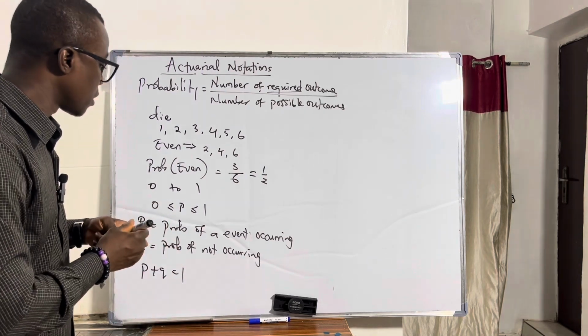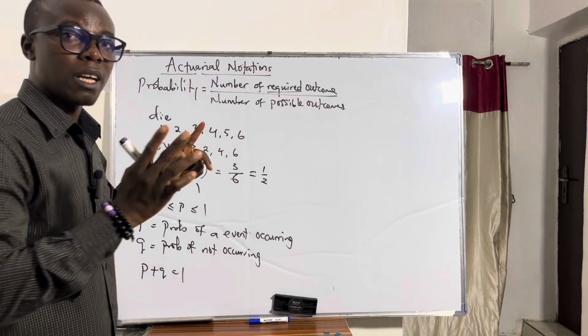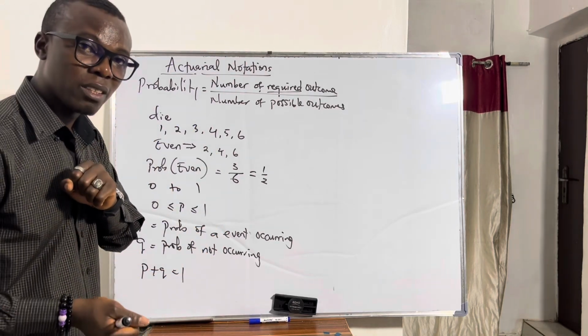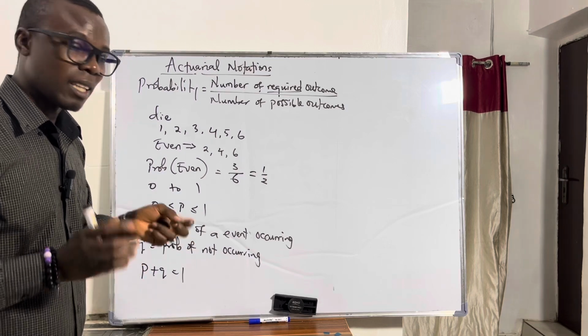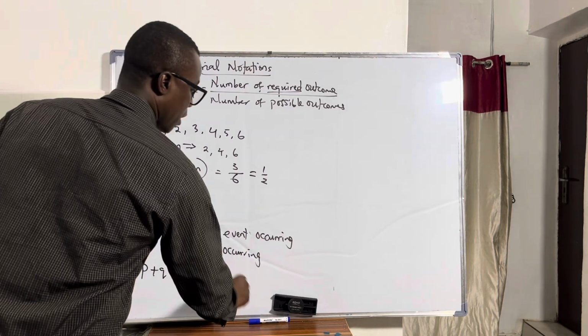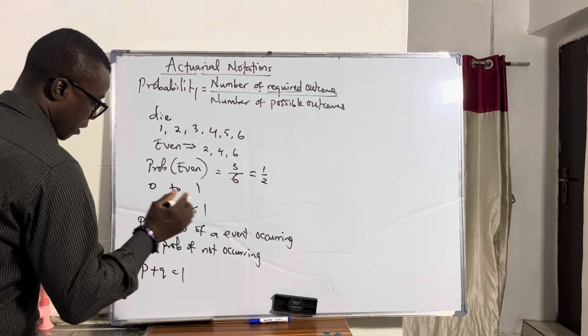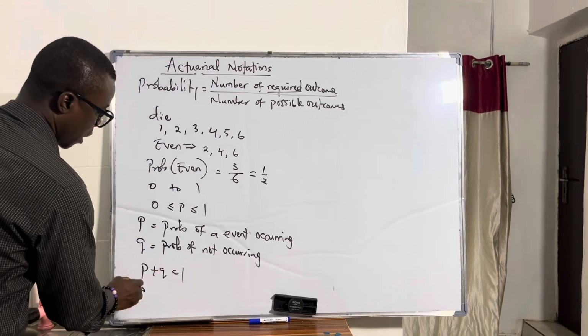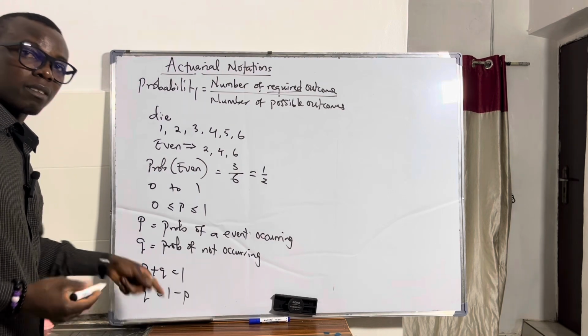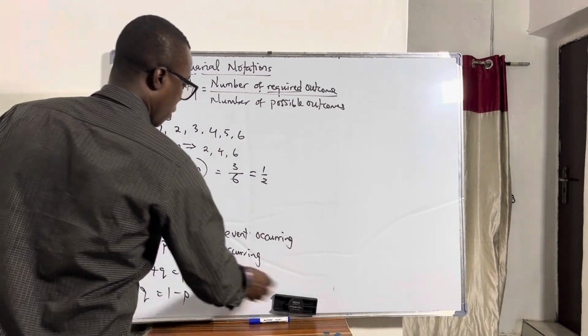Now this forms the bedrock of life contingencies, because we are looking at the probability of survival and the probability of dying. That is exactly what we are looking at. So I believe that this is quite clear. If P is the probability of an event occurring, then Q is going to be 1 minus P, the probability of it not occurring.